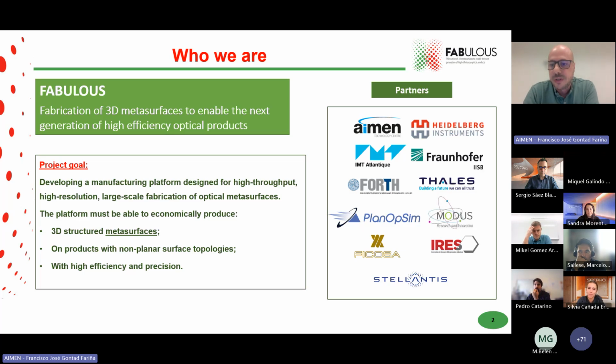PlanOpSim helps us with the simulation of the structures, with the definition of the structures that are designed for the metasurfaces, together with Forth. And Modus helps with the dissemination and communication activities, while Iris is in charge of the life cycle analysis of all the developments that are carried out in the project.